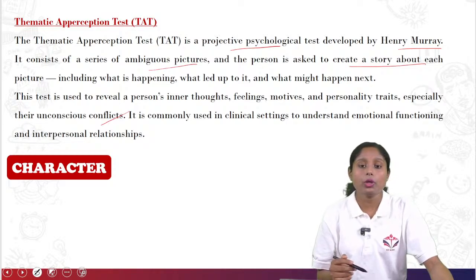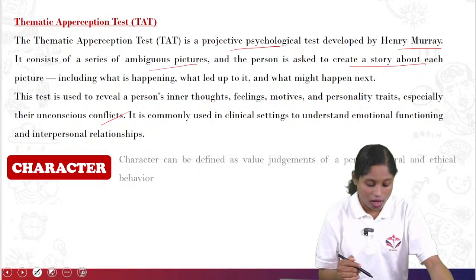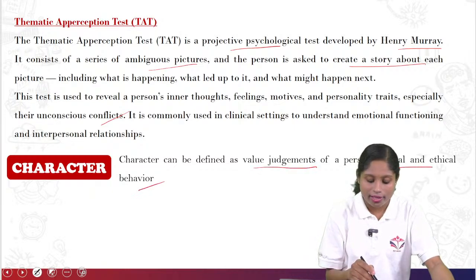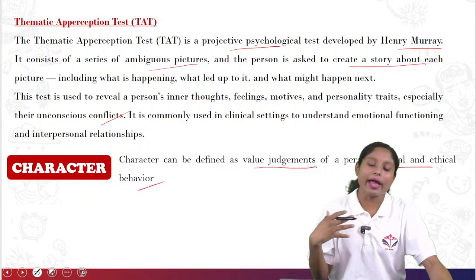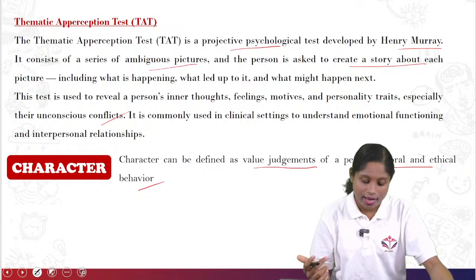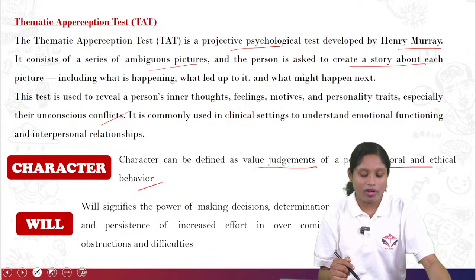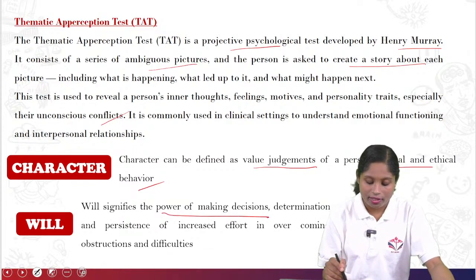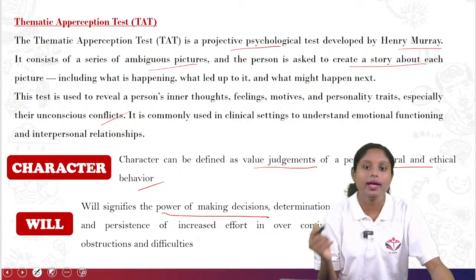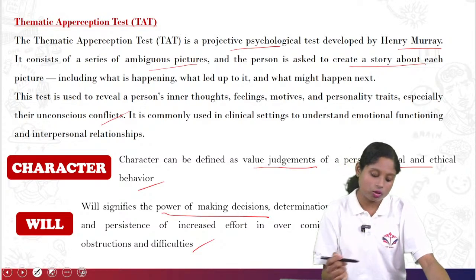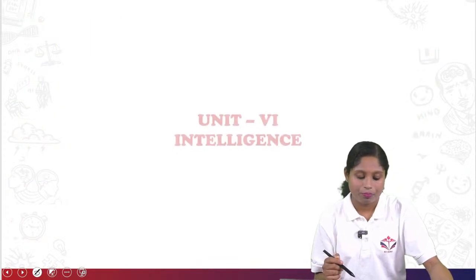Next, we will discuss an important thing in this chapter, that is character. Character can be defined as a value judgment of a person's moral and ethical behavior. So a person's values, judgment, and moral and ethical behavior, that is what is called character. Will. So what is will? Will signifies the power of making decisions, determination, and persistence of increased effort in overcoming obstruction and difficulties. So that is the definition of will.